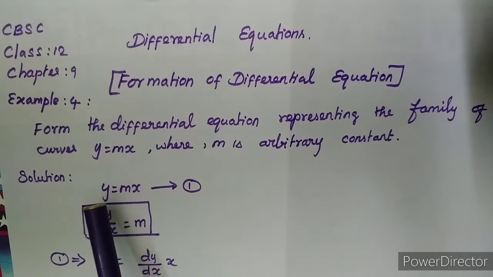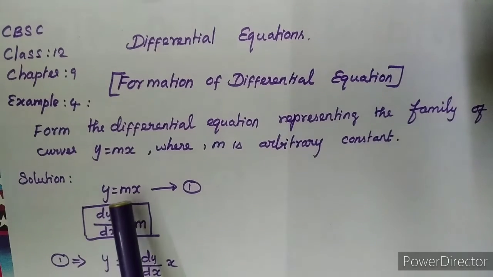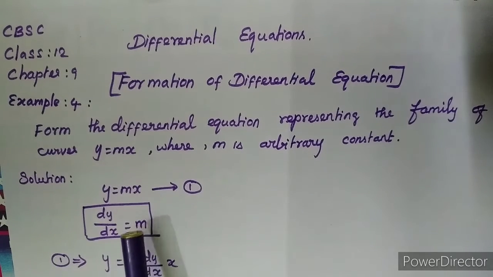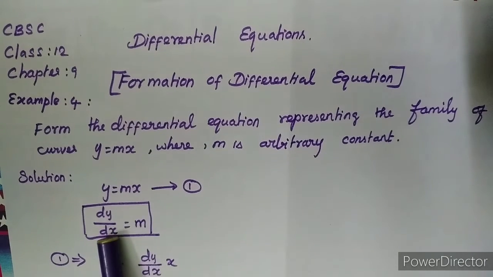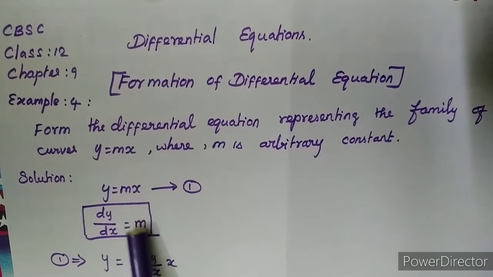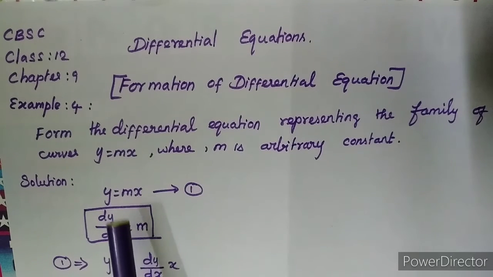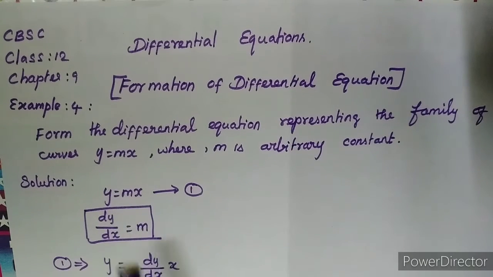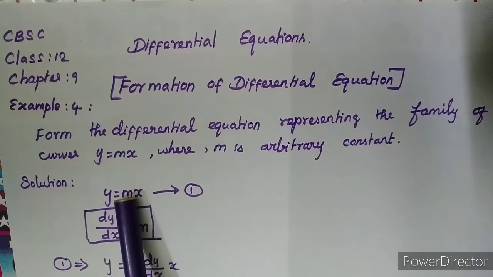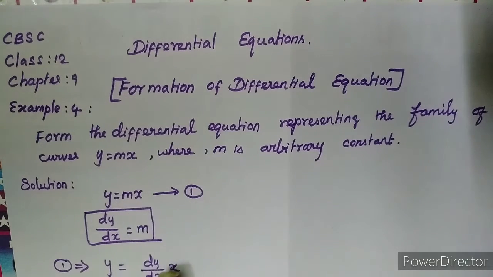Find the differentiation of y, that is dy by dx. Differentiation of mx is just m because the differentiation of x is 1. So dy by dx is equal to m, or another way, we can consider m is equal to dy by dx. Now substitute this constant value. Therefore, we can substitute m equal to dy by dx in equation number 1. So equation number 1 will become y is equal to dy by dx times x.